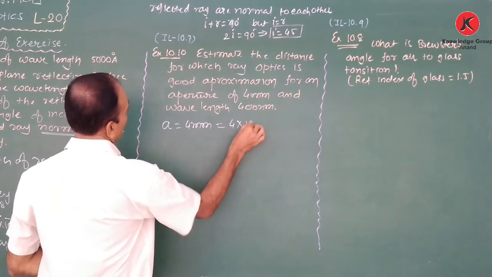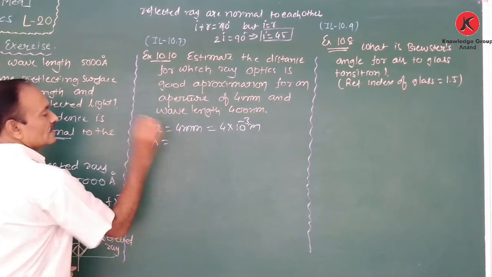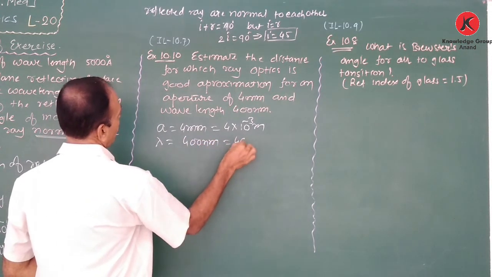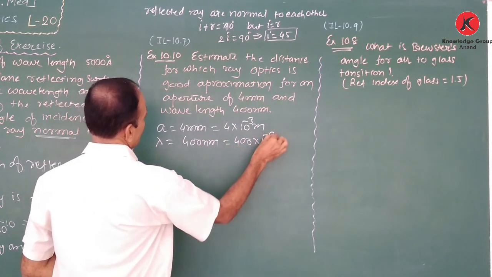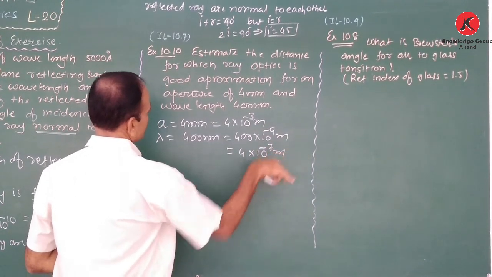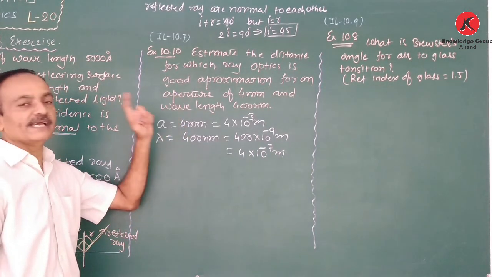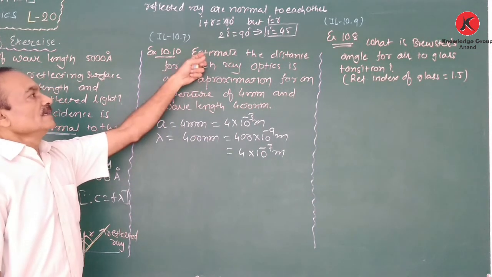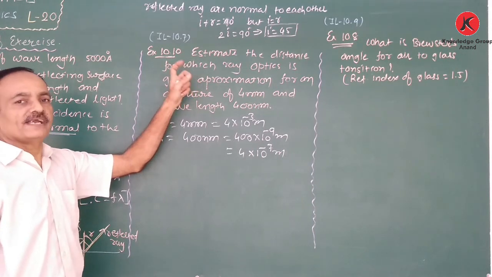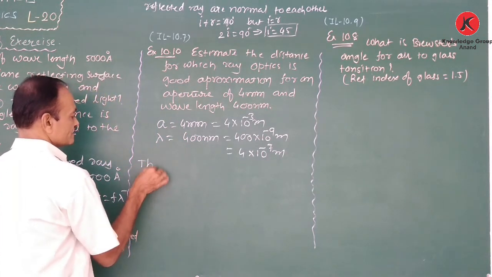Convert into meter, 4 into 10 raised to minus 3 meter. The wavelength used, lambda, is 400 nanometer. Therefore, 400 into 10 raised to minus 9 meter is equal to 4 into 10 raised to minus 7 meter. Now, the Fresnel distance was already discussed in the theory portion, on the limitation of ray optics, where we derived the equation of the Fresnel distance.